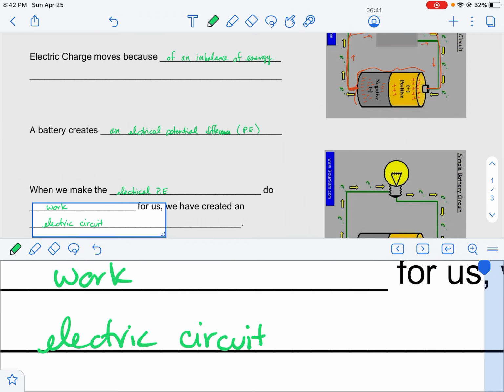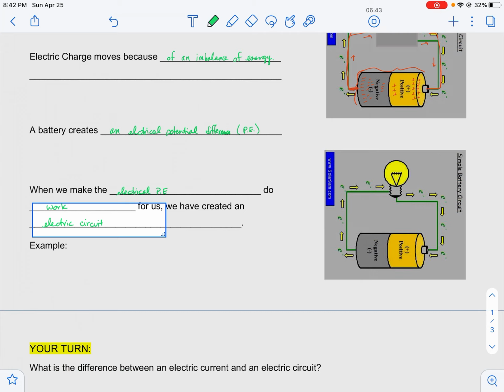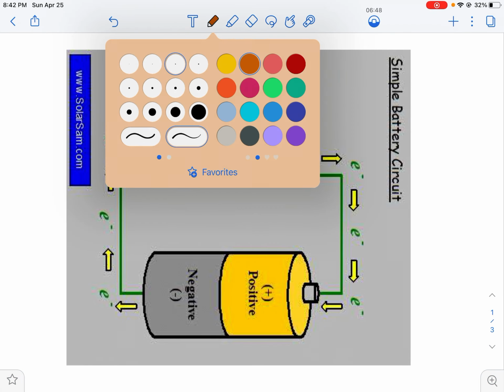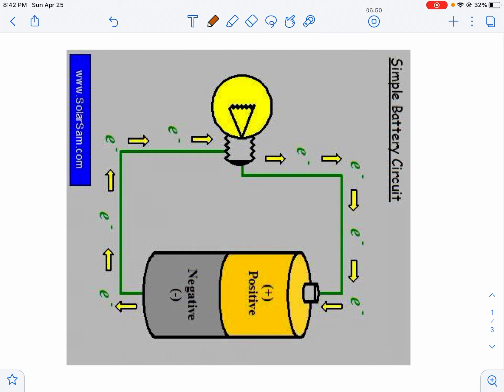All right, so let's see how that works. So here we have the same diagram, except this time there's a light bulb in this diagram. So I still have an accumulation of negative charges here, which leaves me a lot of positive charges on this end. All right, I'm still going to hook up a wire so those electrons have somewhere to go. They're still going to be attracted to the positive end, so they're still going to travel like this.